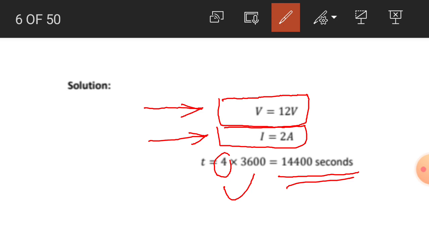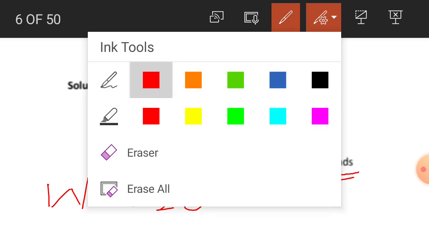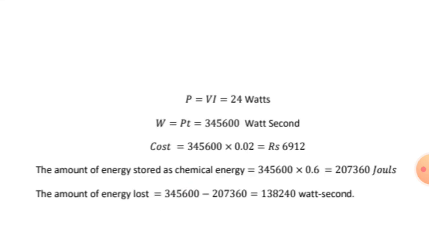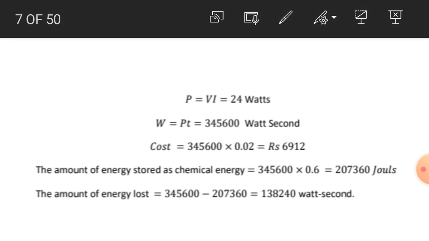So the battery will be charged fully in 14,400 seconds. Let us calculate the total electrical energy in this particular case, and we know that the total electrical energy will be equal to the product of the voltage, current, and time. We calculate the electrical power with the help of this equation. The product of voltage and current will give you the electrical power, which is 24 watts.